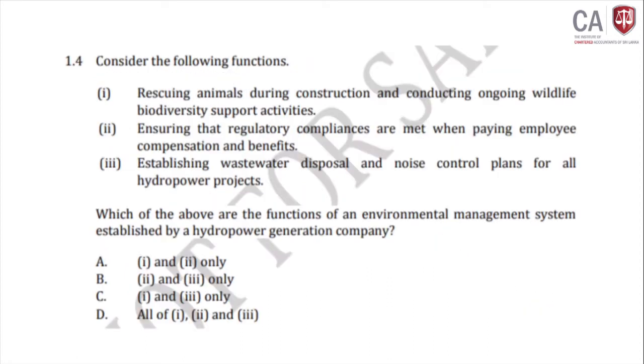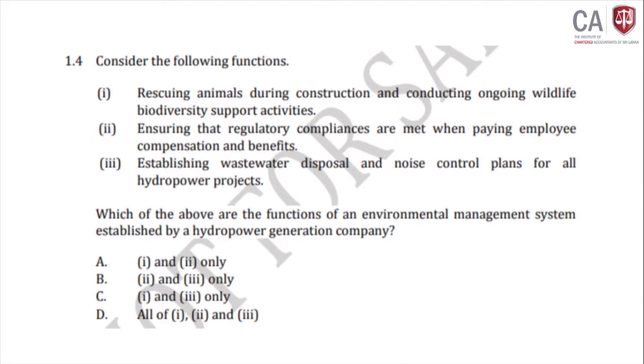So let's go to 1.4. Consider the following functions. This is about which of the above functions of an environmental management system established by a hydropower generation company. If you look at this, it is about environmental management systems, that is to reduce or minimize the impact on the environment. When you read it, the first one: rescuing animals during construction and conducting ongoing wildlife biodiversity support activities.